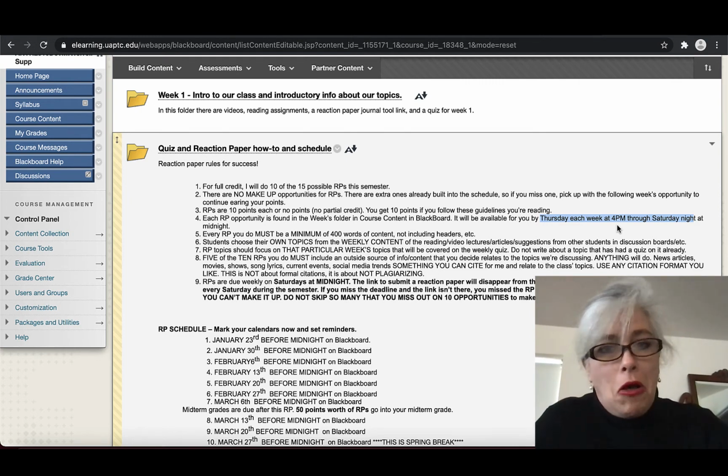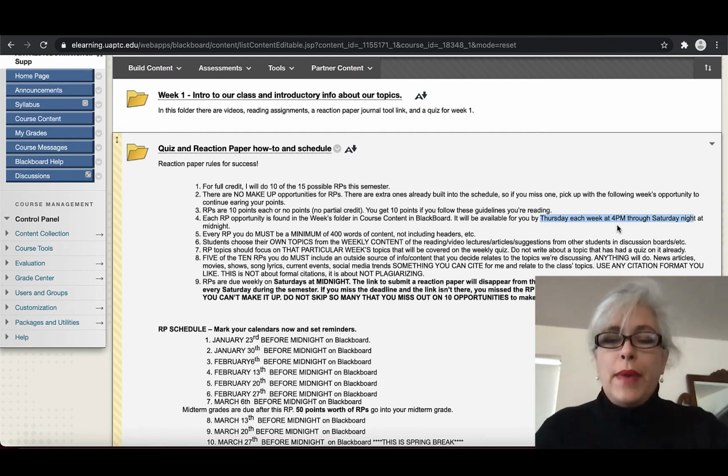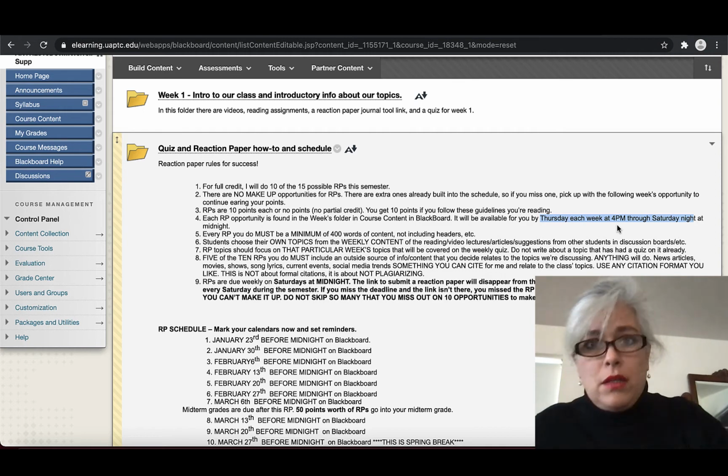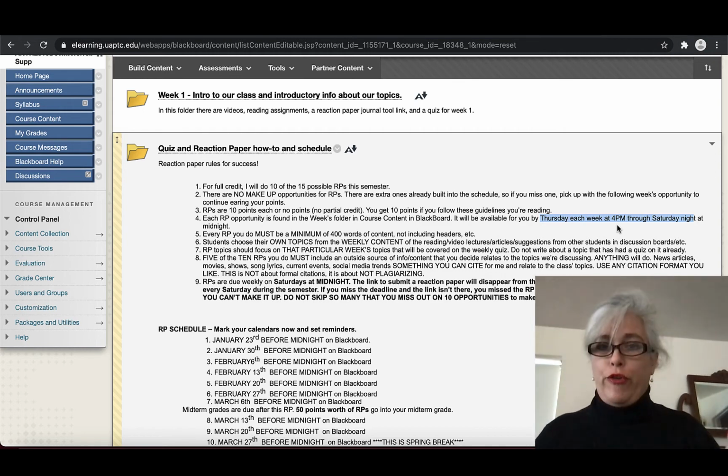Don't wait until 11:59 on Saturday night. Submit it, okay? Because you've got that whole window. If it's most convenient for you to submit it at 6 a.m. on Saturday morning, submit it. That window is there for you, okay?